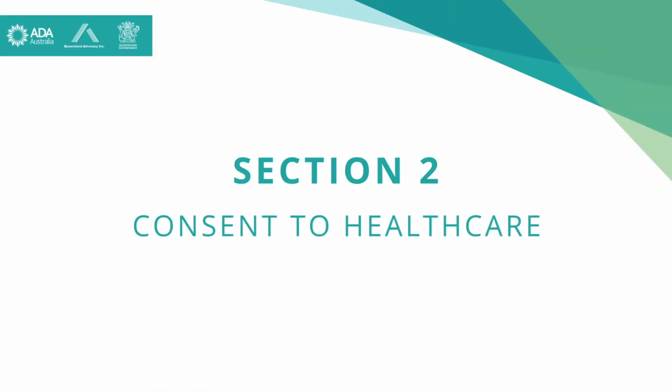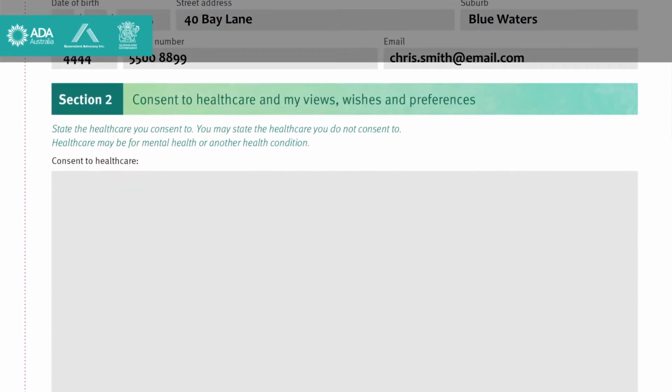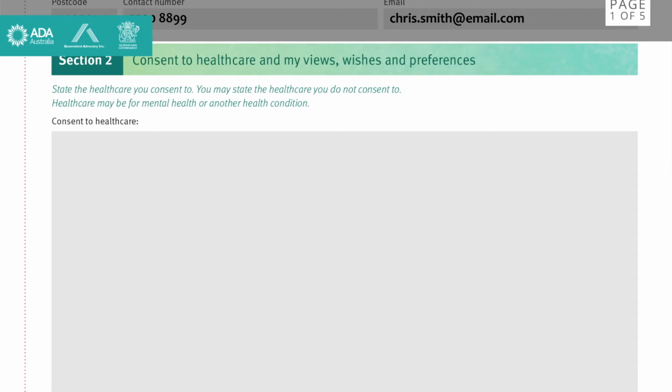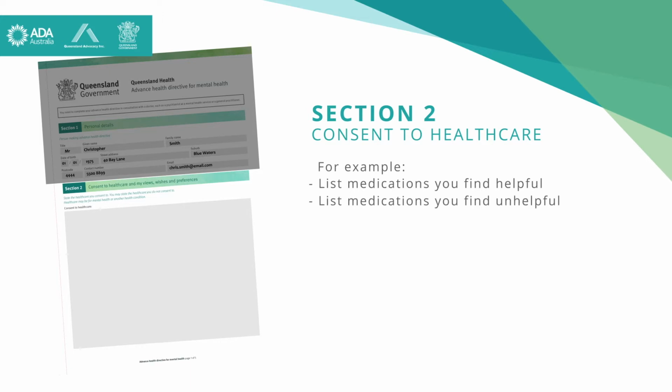Section 2 is the main section of the document. It has two parts. The first section is your future agreement for healthcare. This section will be used to provide future consent or non-consent of healthcare if you become unwell. In this section, you can be as specific as you like. For example, you may list the medications that you found helpful in the past and list the medications you did not find helpful and do not want. You may state here how you wish to take the medication, by tablet or syrup or depot injection.